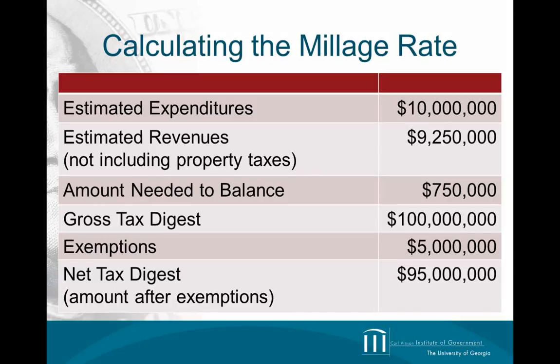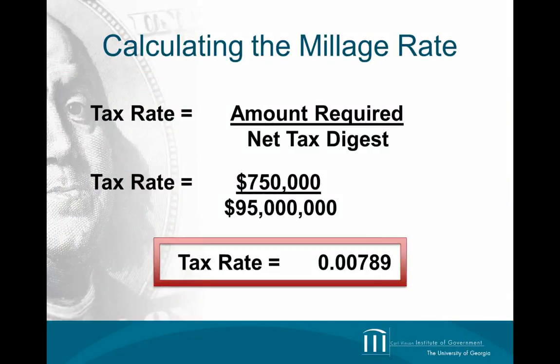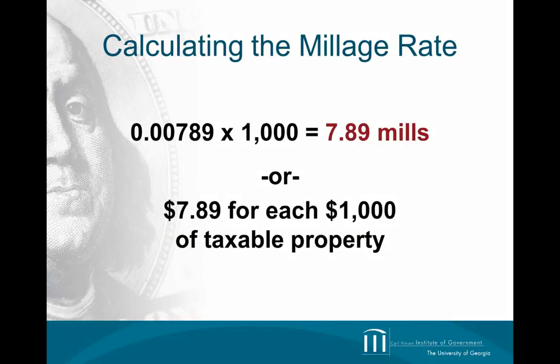The amount needed to balance the budget, $750,000, is divided by the net tax digest amount of $95 million. If we take these amounts and apply them to our equation, we calculate the tax rate to be 0.00789. Multiplying 0.00789 by 1,000 equals 7.89, which is the mill rate. In other words, the mill rate is 7.89, or $7.89 for each $1,000 of taxable property.